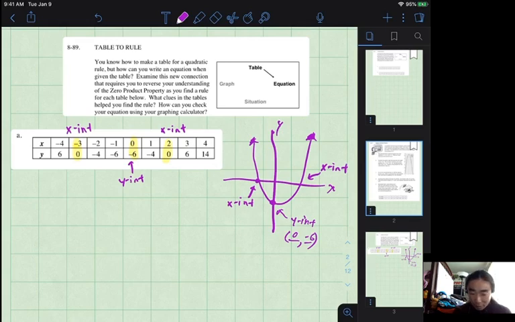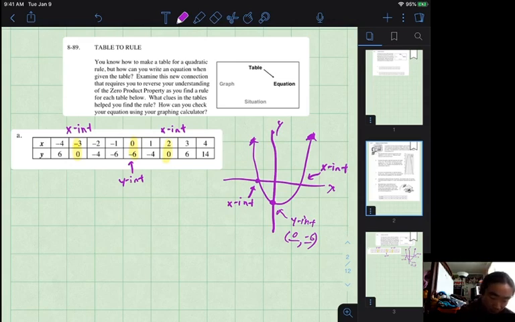So from there, we need to find the rule. What clues in the table help you find the rule? How can you go about checking your equation using a graphing calculator? We're going to skip that last part. Since we identified the x-intercepts, now we can go through and reverse the zero product property to figure out its equation.